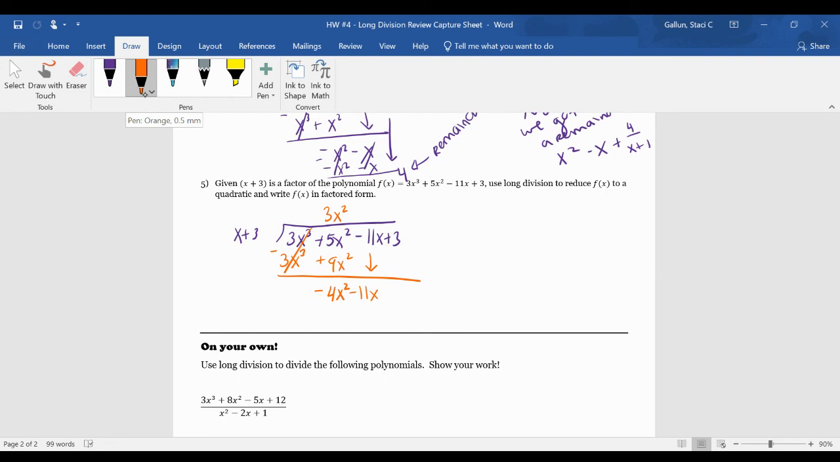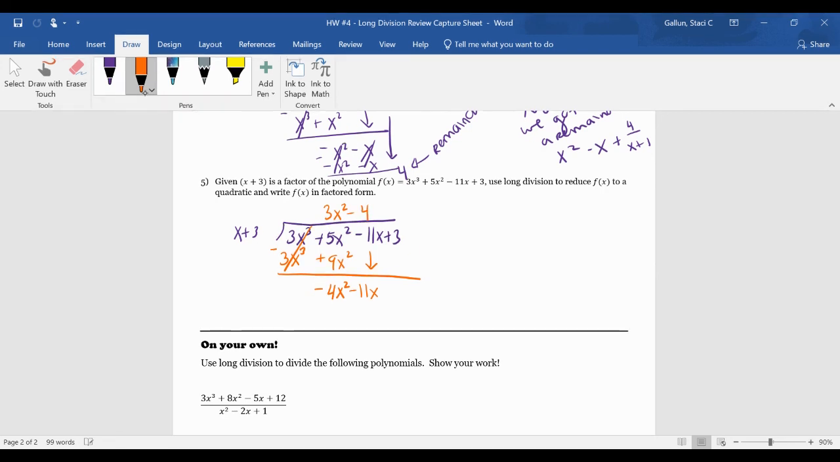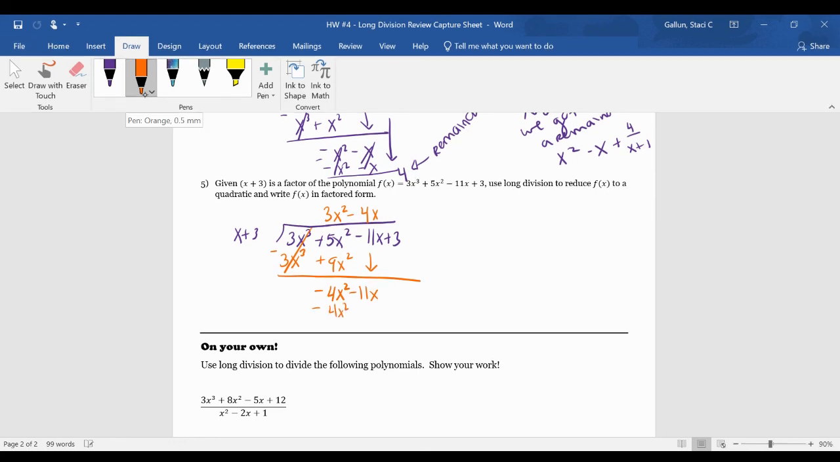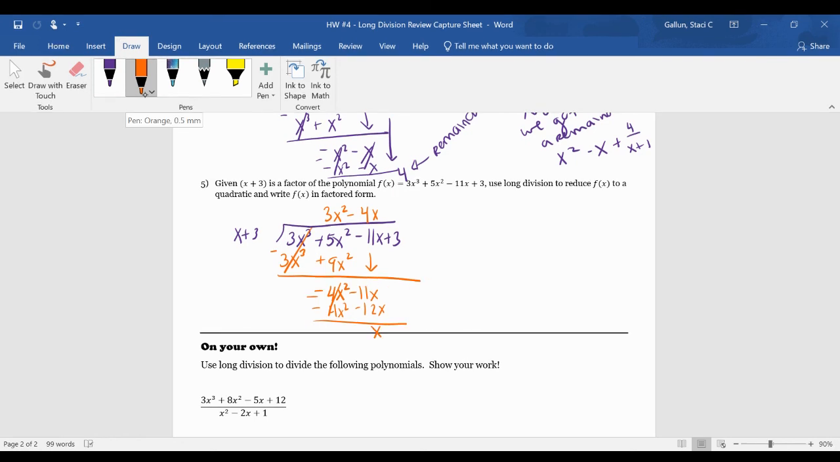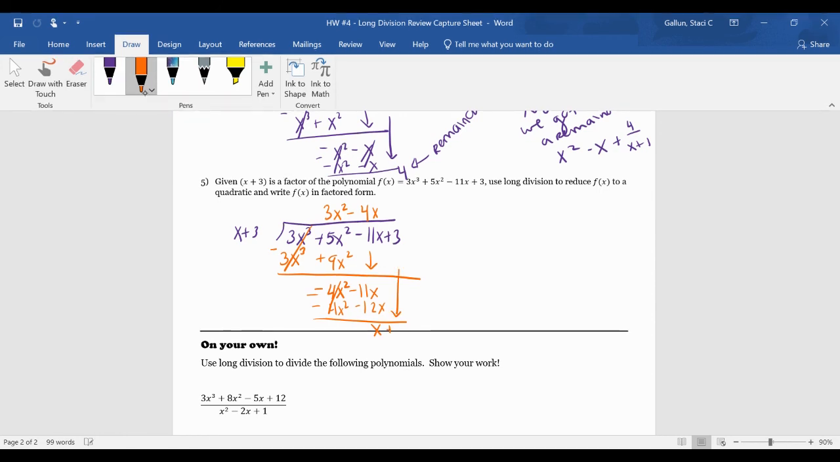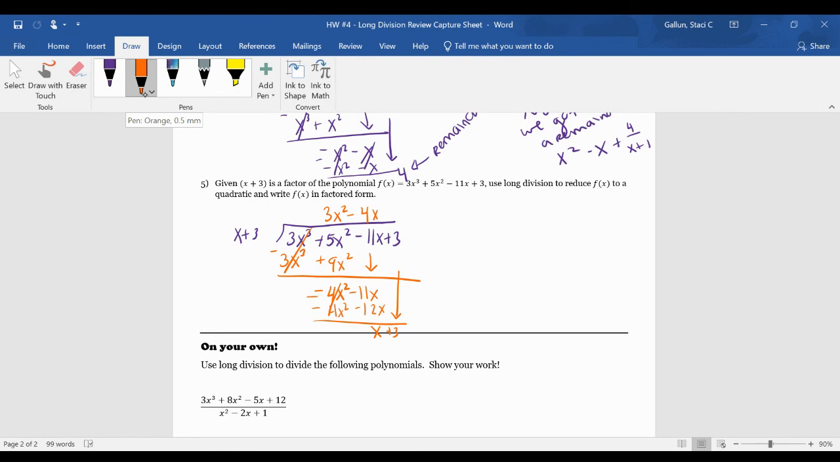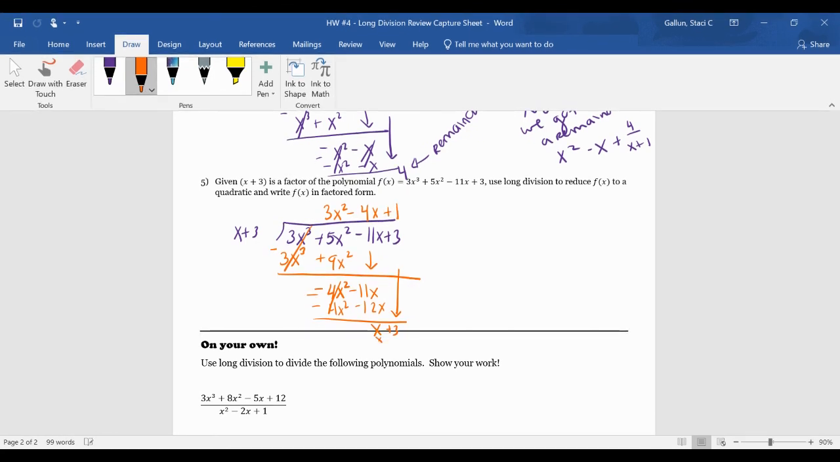X goes into negative 4x squared negative 4x times. Gives us negative 4x squared, good, minus 12x. Subtract. I'm going to have to go up here again. I'm on a roll. Negative 11 minus negative 12. Careful. What is that? That's just x. Negative 11 plus 12 is really what you're doing there, or 12 minus 11. And then I'm going to go ahead and bring down the 3, which hopefully you see what's about to happen. X goes into x one time. And then we get x plus 3 with a remainder of 0.